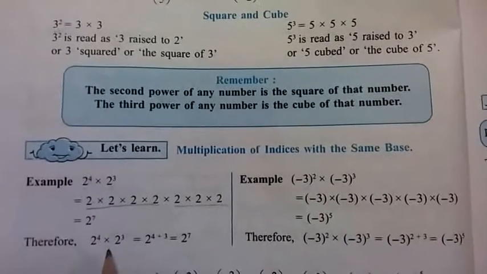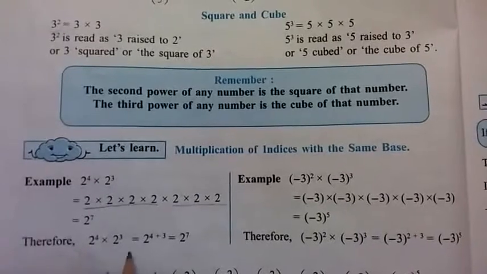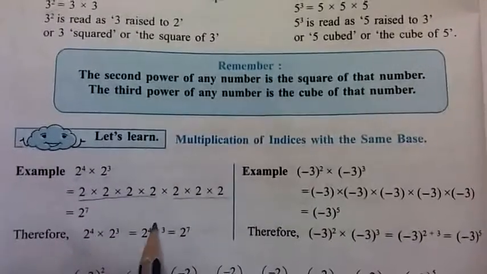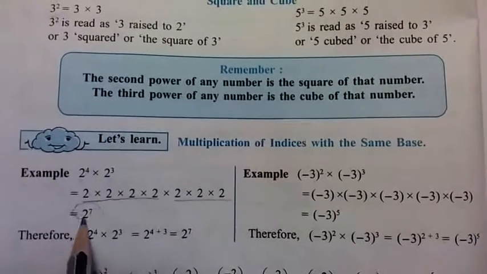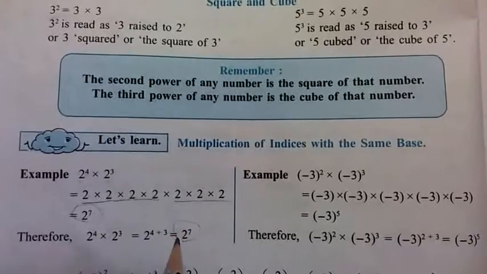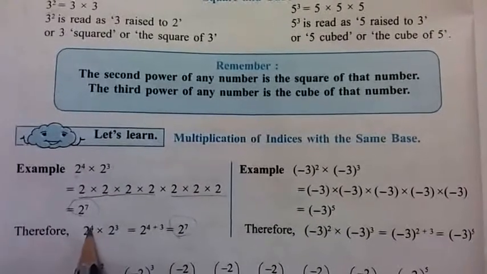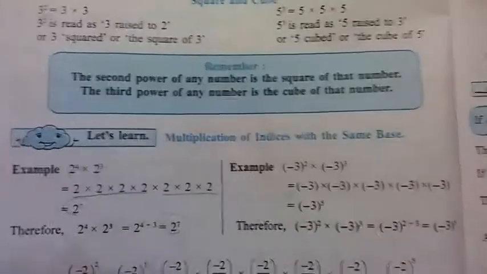Means 2 raised to 4 multiplied by 2 raised to 3 is equal to 2 raised to. Now if multiplication is there, you add the indices. 2, write down as it is, and index 4 plus 3, 7. See, here also we get the answer 2 raised to 7. Means if multiplication is there, you add the indices. 4 plus 3, 7 means answer is 2 raised to 7.